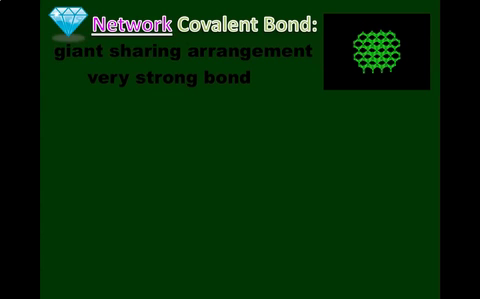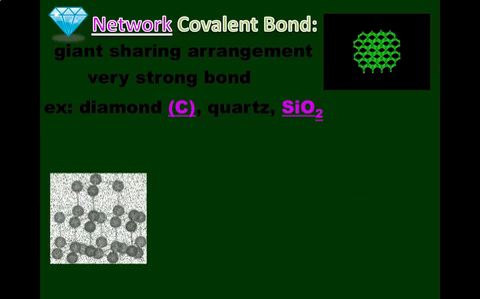Okay, another type of covalent bond is a network covalent bond, and this is a giant sharing arrangement. It's a really strong bond. A diamond has this bond. A diamond is pure carbon. Quartz also has this bond, which is silicon dioxide.